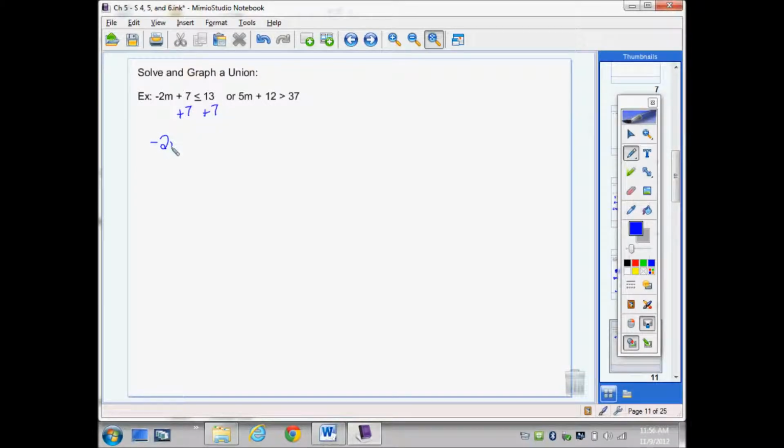So I get negative 2m is less than or equal to 20. Divide by negative 2. Actually, let's write those in a different color so that it's really obvious what I'm doing. Because I divided by a negative, I have to flip my inequality. So I get m is greater than or equal to negative 10. When you subtract 7, yeah, you would. Thank you. Wow, I'm off today. That would change this number and this number and those two.